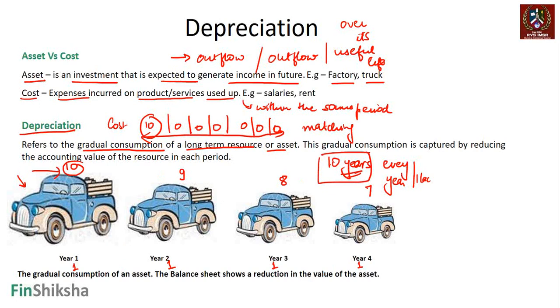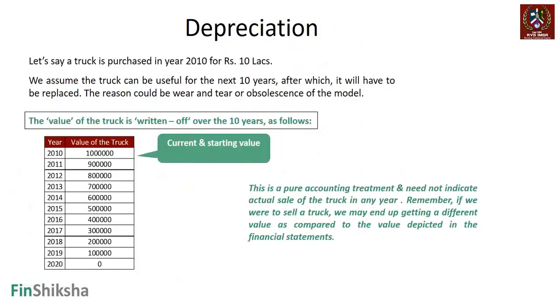Right? That's how you broadly divide it. So let's see how it works. Let's assume that we buy a truck in the year 2010 for 10 lakh rupees. Now we assume that the truck can be useful for the next 10 years. So that's the useful life. And after 10 years, it will have to be replaced. The reason could be wear and tear or obsolescence of the model.